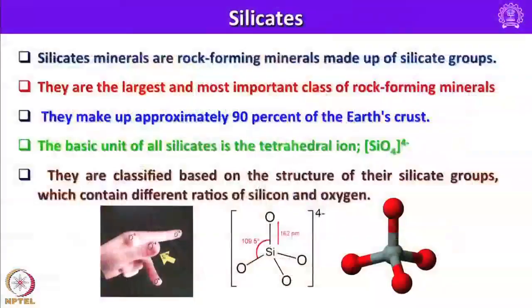Silicate minerals are rock forming minerals and made up of silicate groups. They are in fact the largest and most important class of rock forming minerals. Of all the minerals in the earth's crust, these silicate minerals account for 90% of them.